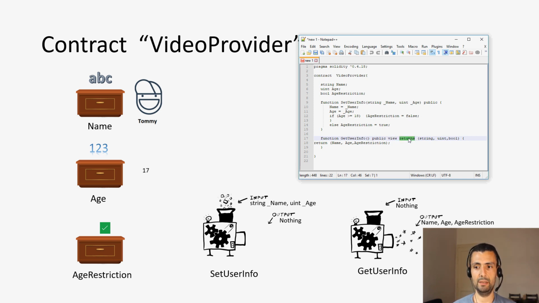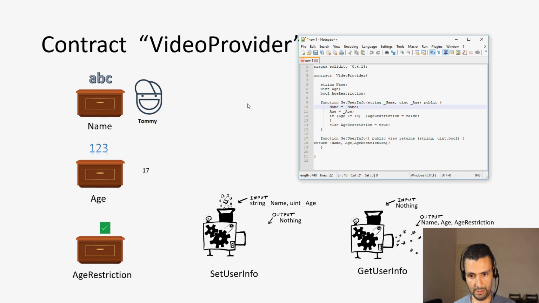Returns, it means that it returns a value, and this value should be a string, an unassigned integer, and a boolean. And the function itself will return the name that we stored, the age that we stored, and the age restriction value that we stored. So in the case of Tommy here, if we click on the getUserInfo function, we will get Tommy as a name. As an age, we get 17, and age restriction, it will be true.